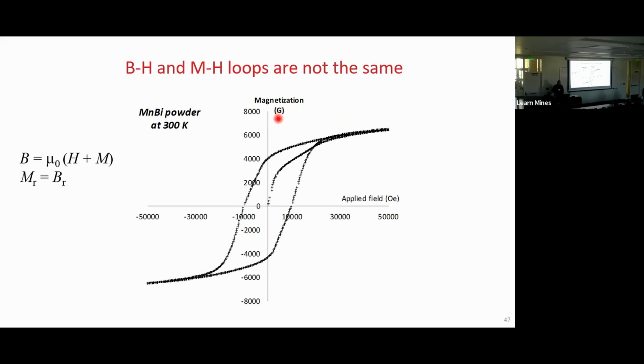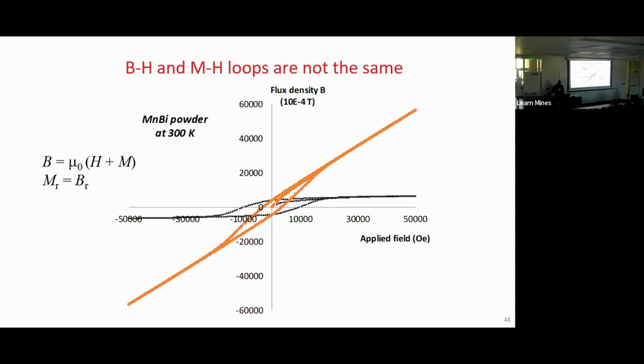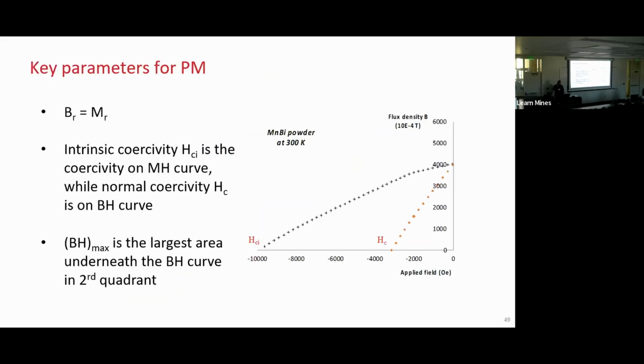This is the MH curve. The BH curve is different. Here's what the BH curve looks like, the orange one. In the MH curve, you have saturation. In the BH curve, there's no saturation, you just keep going. So if you look here, I said there is a field required to demagnetize you. Now I see two fields that demagnetize me. One is from the MH curve, one is from the BH curve. So these are two coercivities.